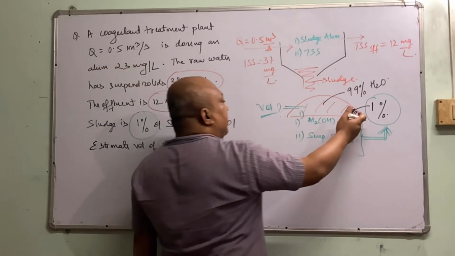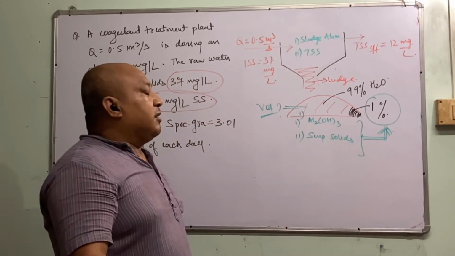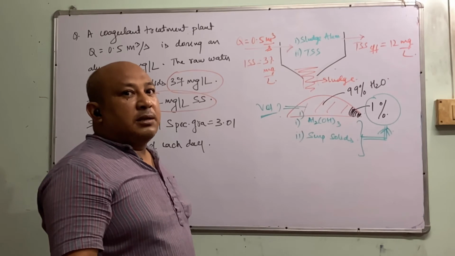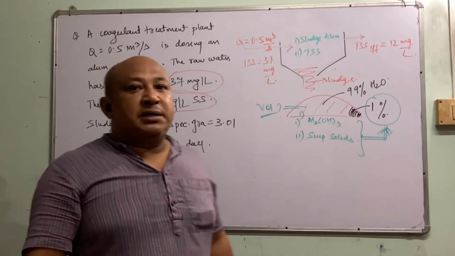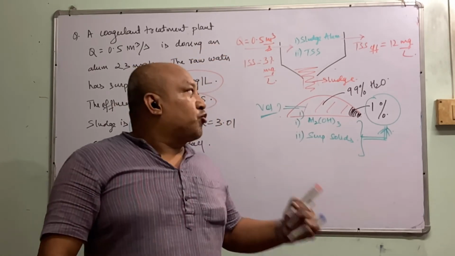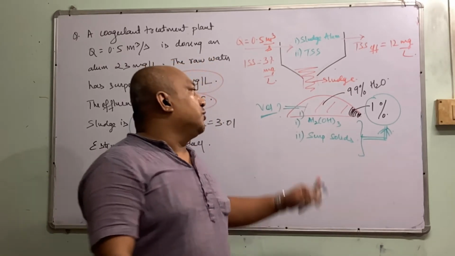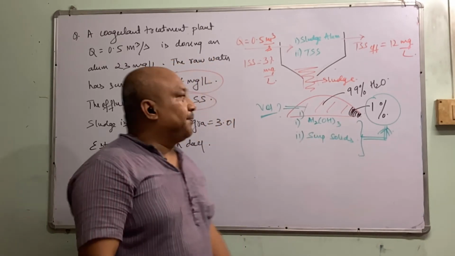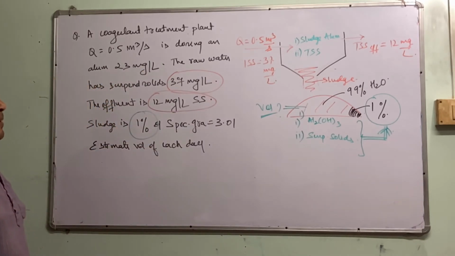So, say for example, if you get some values in milligram per liter, then the volume will be based on specific gravity. Specific gravity means density of the particle divided by density of the water. So the density of the particle is 3.01 times that of the water, so you have to multiply by this. Okay, I'll do it. Now let me explain the graph again, the pictures.